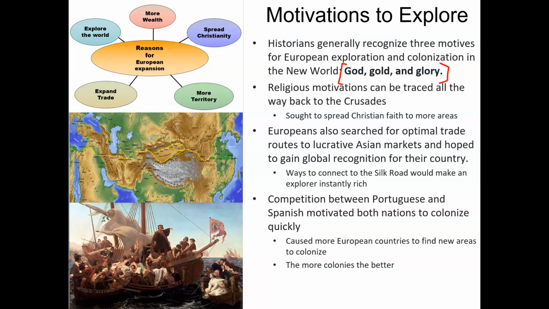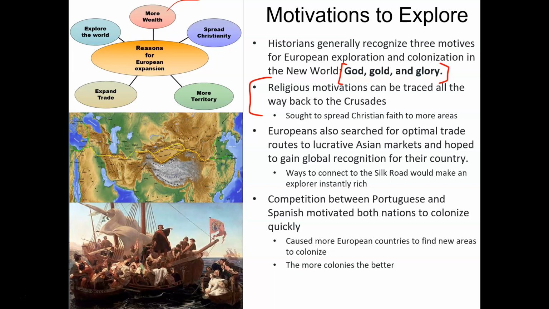So let's talk about God, right? The religious motivations for these Europeans trace all the way back to the Crusades. Now, the Crusades, guys, were a holy war between the Christians and the Muslims. Now, the problem is that a lot of the Christians had lost a lot of land to the Muslims, so to them, this was personal. They wanted to expand their territory to spread Christianity to as many places as possible. So think of it almost like the Cold War of religion, okay? And they felt as if they were losing to the Muslims, so they needed to fight back even harder. So this is kind of a second wave of the Crusades.